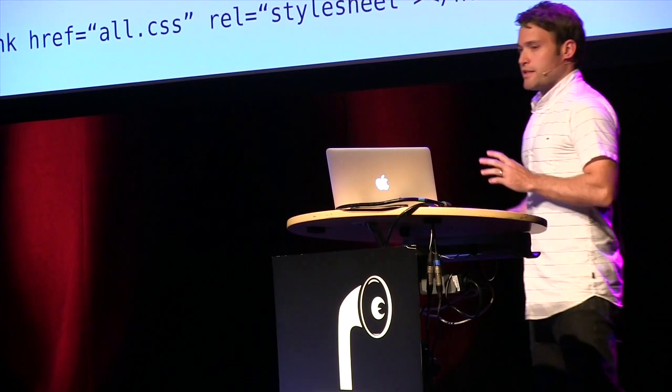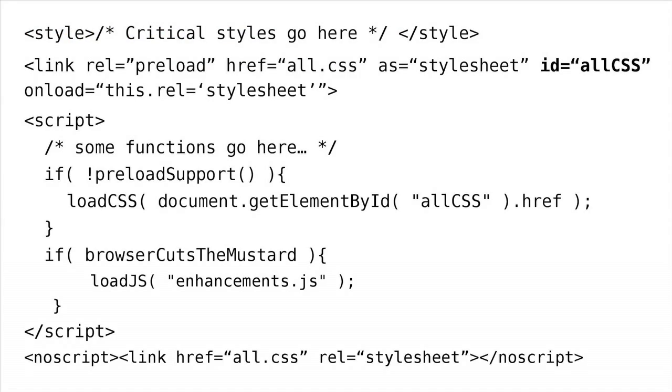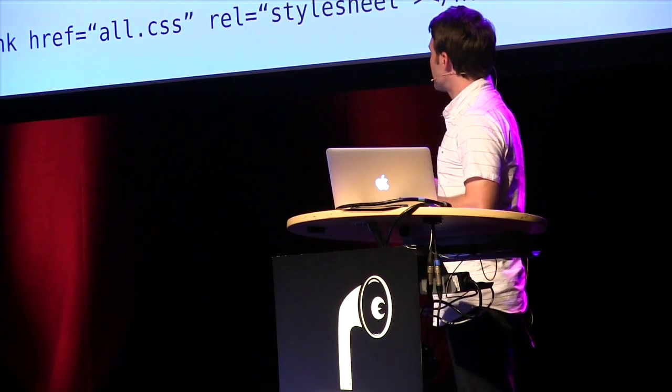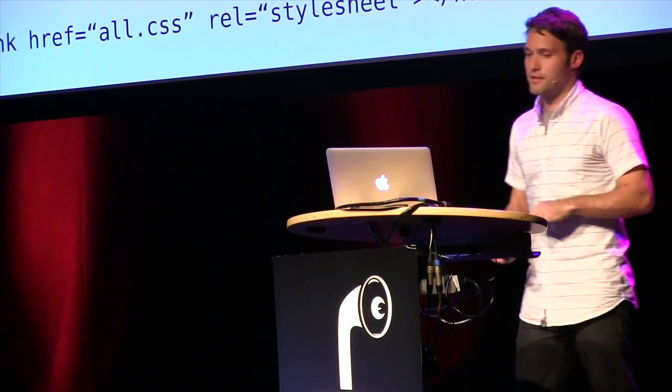So to bring that all together, if we step back and look at the head of the page again, this is probably small towards the back of the room, but this is the most code I'll show throughout this talk. We start with our inline style. Then we have our link to the full style sheet. Then we have our script that says check if preload is supported. If not, we've got to load it ourselves. And then, if the browser cuts the mustard, load additional enhancements. And then our no script link. So that's the entire head of the page when we build cross-browser sites these days.